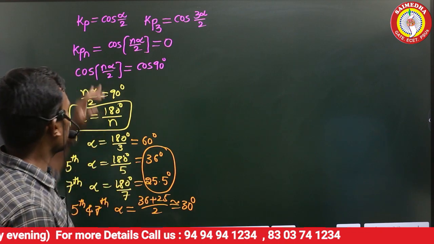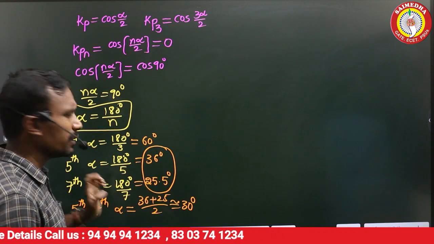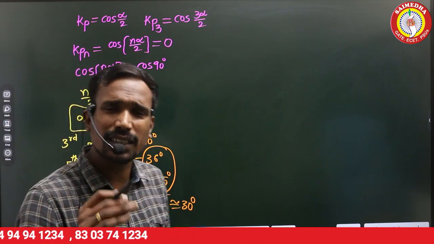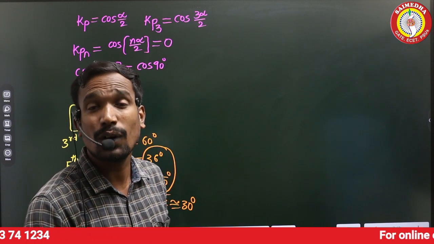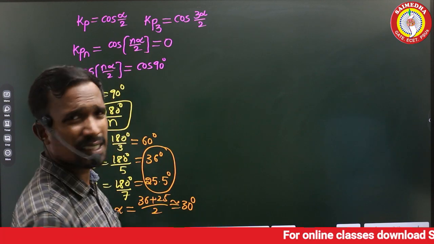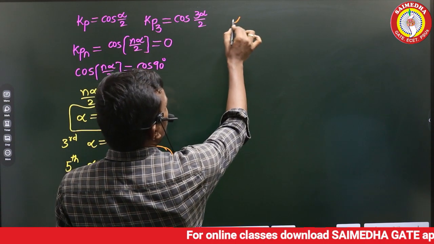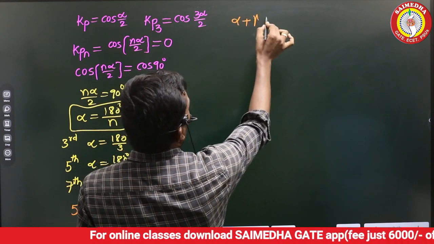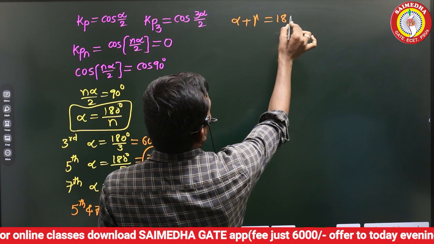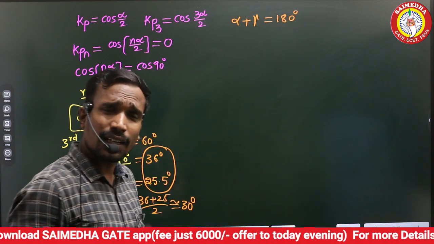This is exactly the Kp and the different short pitch angles to eliminate different harmonics. In the next topic, as I told you, generally alpha plus gamma should be equal to 180 degrees. Yes or no, guys?